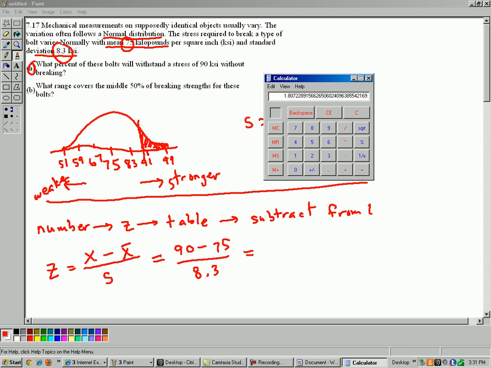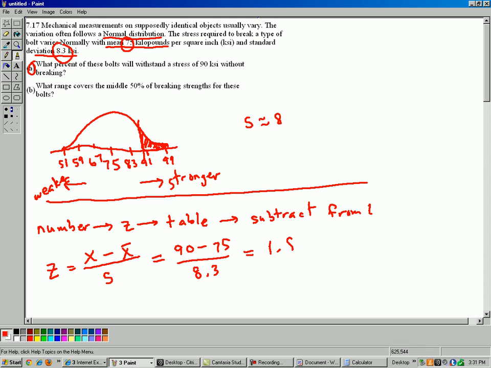Okay, let's do this calculation. So let's open up the calculator, clear out the old stuff. 90 minus 75 is 15. Divide that by 8.3. About 1.8072. Let's round that to 1.81. Okay, there's our z-score, which means that any bolt that can withstand 90 kilopounds per square inch of stress is a pretty above average bolt. It's close to 2 standard deviations above the mean.